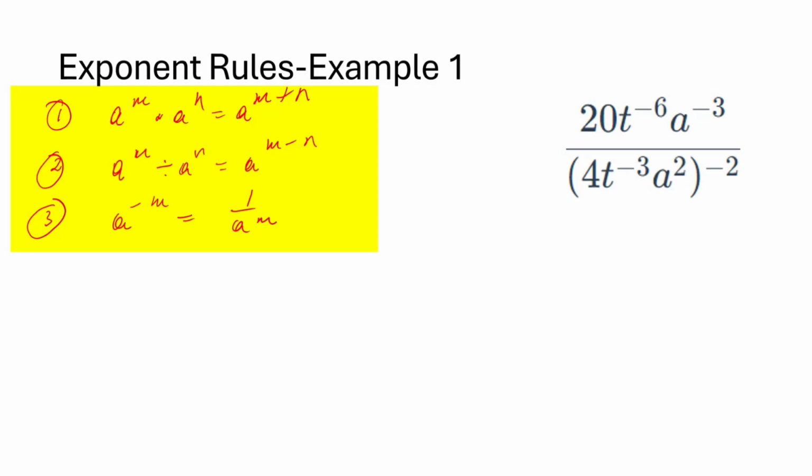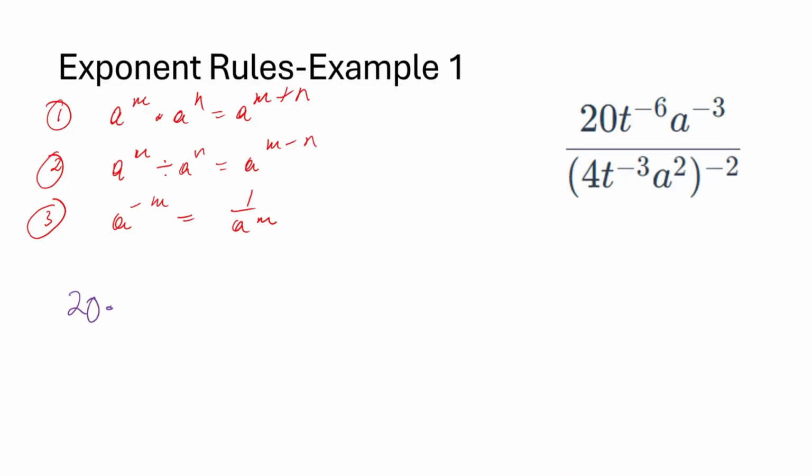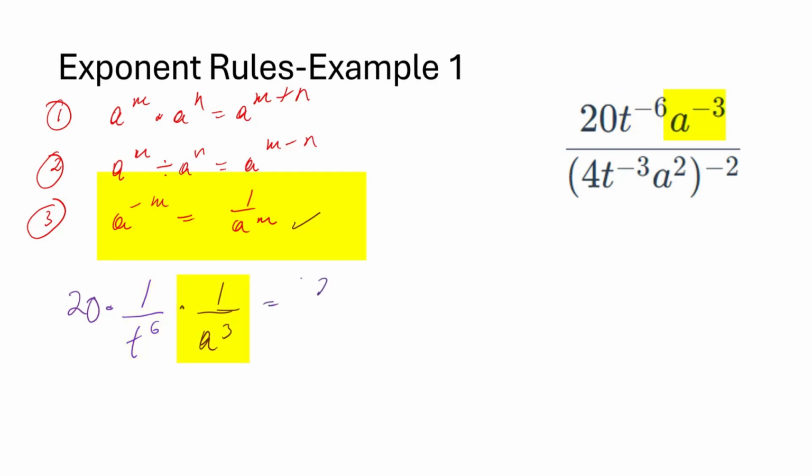So the best thing to do for this problem right now is to first look at the top. For the top, we have 20 times 1 over t to the 6 times 1 over a to the 3, using this rule. As a result, my top is simply going to be equal to 20 divided by t to the 6 a to the 3. Alright, so that is the top. Now let's focus on the bottom.